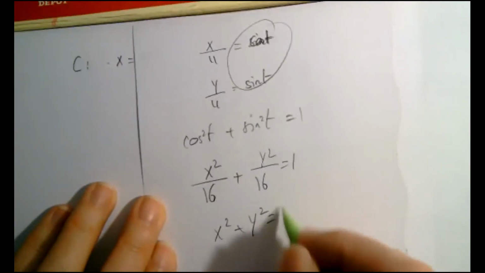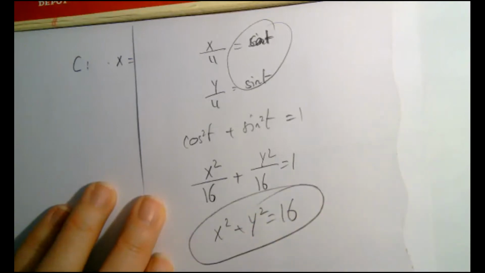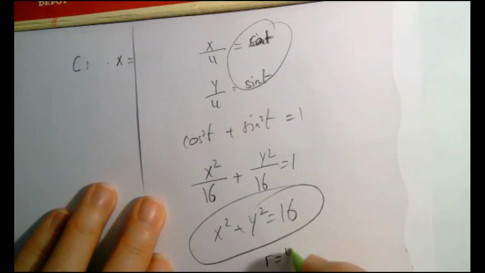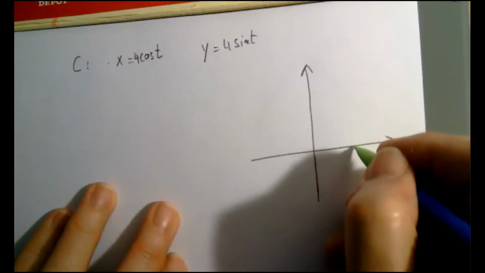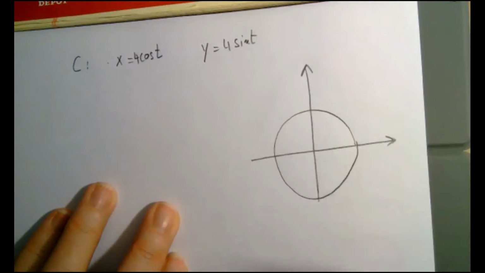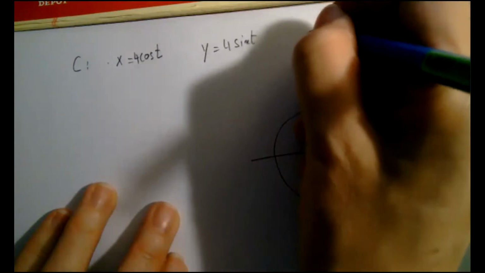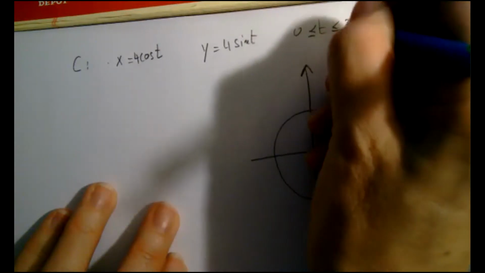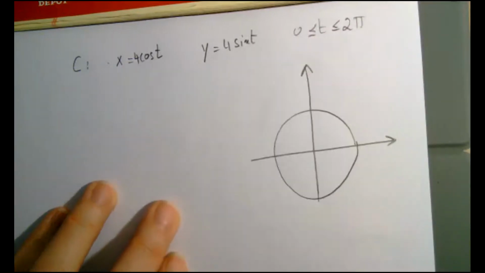This will give me x squared plus y squared equals 16, which is an honest to goodness circle centered at the origin where the radius is equal to 4. So physically, the graph should be on the circle right there. And I'm going to put a restriction on t. So t is between 0 and 2 pi.